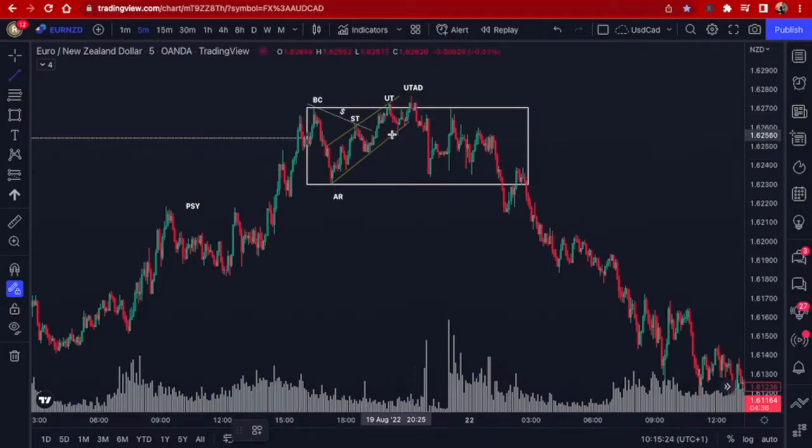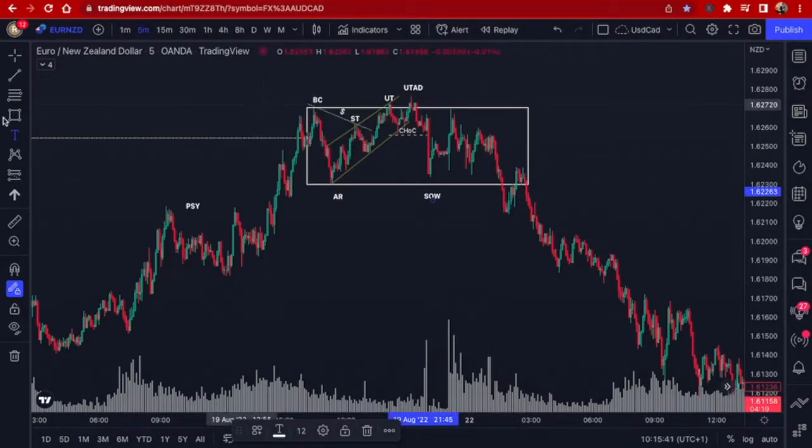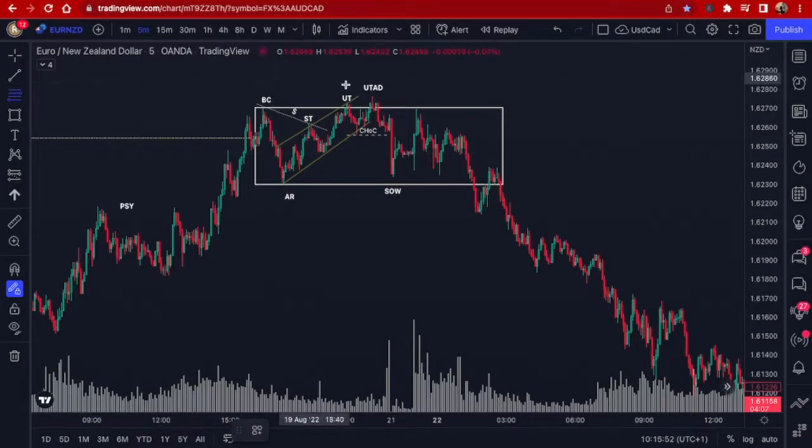So the first inner chock is actually right here. Okay, so there's the UTAD. We could call this the sign of weakness. Even though it doesn't break the AR, it still breaks the inner structure. So I'm going to have this as the sign of weakness. Now, after the sign of weakness, we've had the UTAD, we've had the inner chock, we've had the sign of weakness, which means we are now looking to enter short. So again, we're going to take a Fibonacci from the UTAD to the sign of weakness. And we're also going to be looking for what is the last clear order block. Now, we could argue that it's this top one right here.